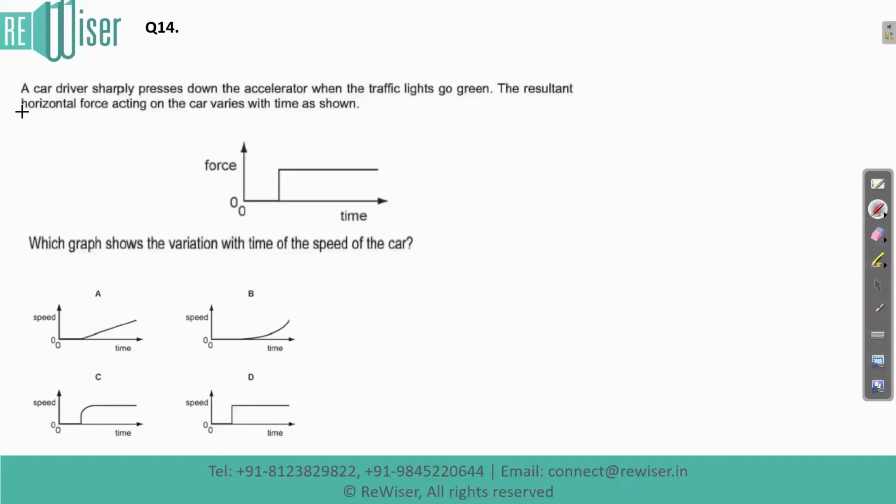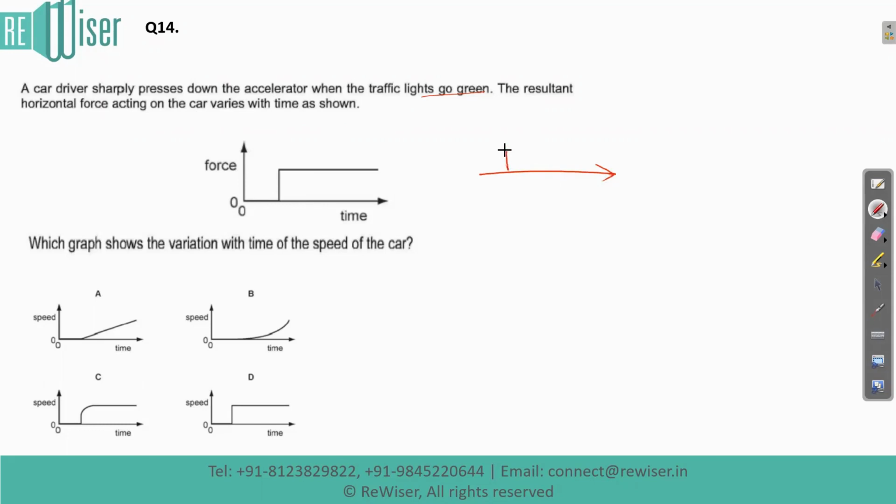Hello, as you can see in this question, it is asked: a car driver sharply presses down the accelerator when the traffic lights go green. So he pressed the accelerator suddenly when the light went green. The resultant horizontal force acting on the car varies with the time as shown. So this is the force and this is time, with time, how it varies.